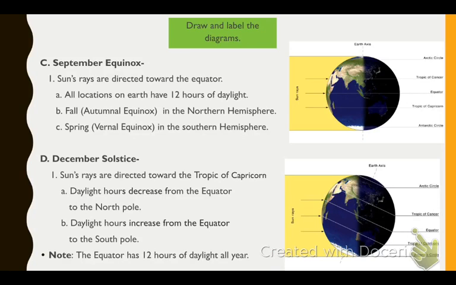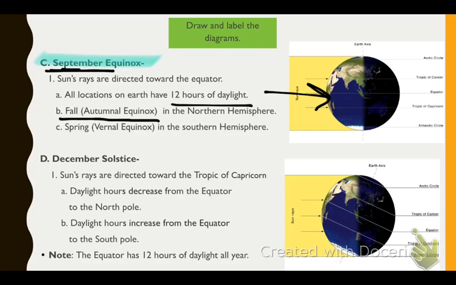Alright, so then you have your September equinox. So the sun's rays are directed towards the equator again. All locations on Earth have 12 hours of daylight. In September, that is the first day of fall, so that is the autumnal equinox in the northern hemisphere. And then again, using Australia as an example, it will be spring in September for them.